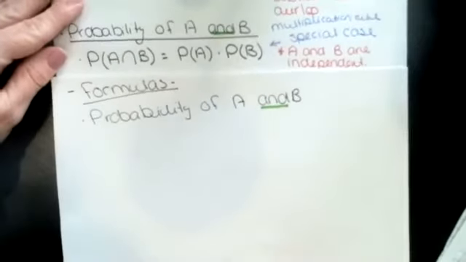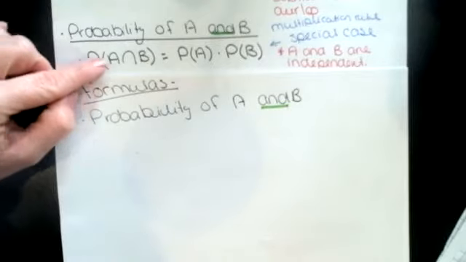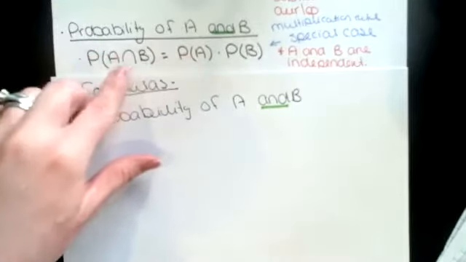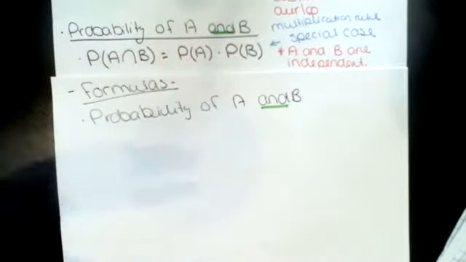So last class we left off right here where we had the probability of A and B, and I gave you the special case. So probability of A and B means I'm going to use the intersection. I'm going to multiply probability of A times probability of B. That was my special case.